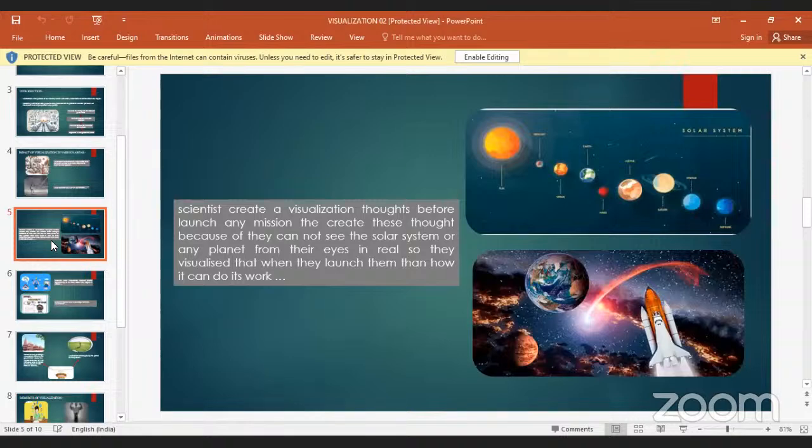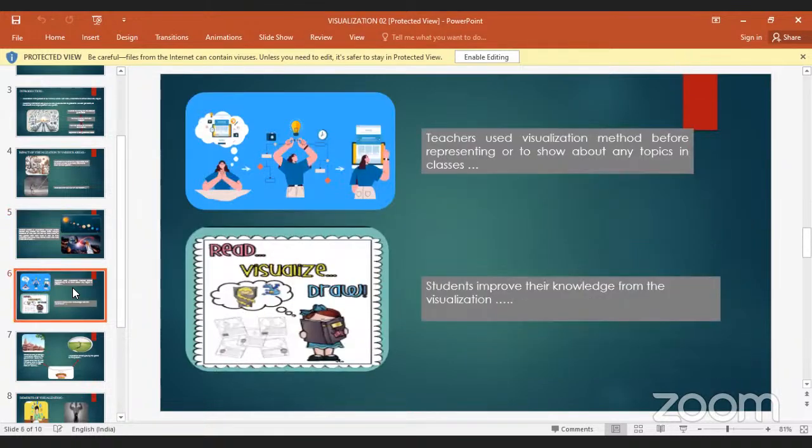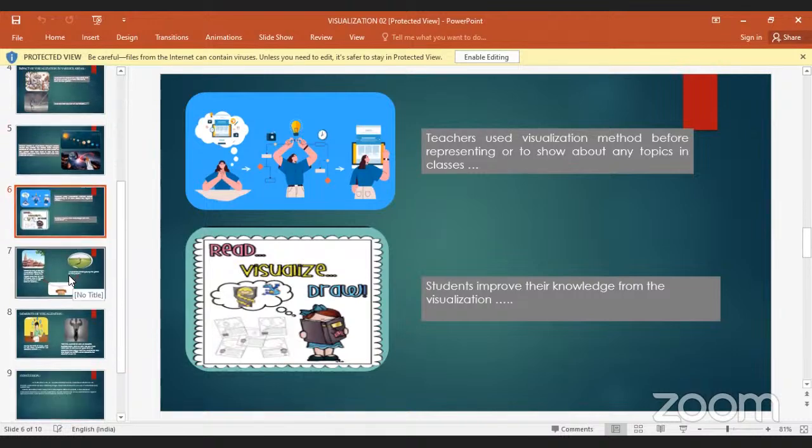In this slide I want to talk about the scientist's purpose, how visualization is important for scientists. Before launching any missiles, scientists always use visualization, because they cannot see in a proper way with their eyes where the sun is and where the other planets are situated. They only visualize that there is a sun and we can make missiles like this, then they can reach those places, and we can pass the launching of missiles.